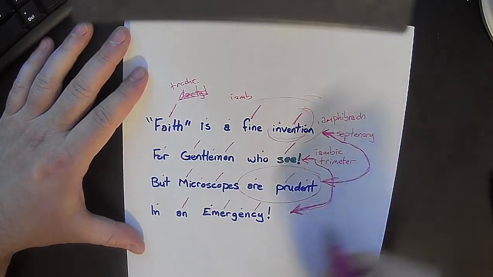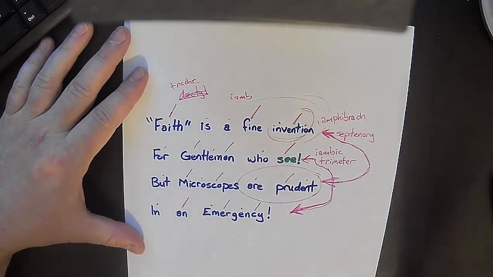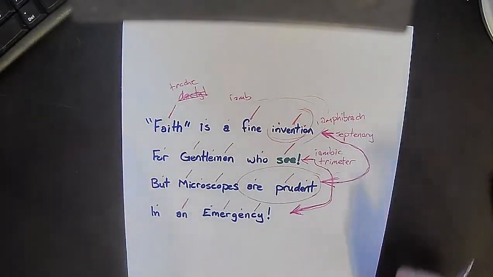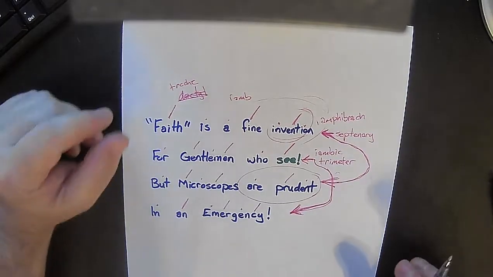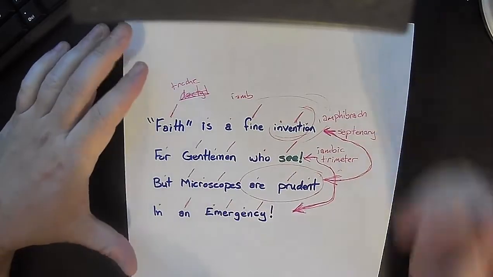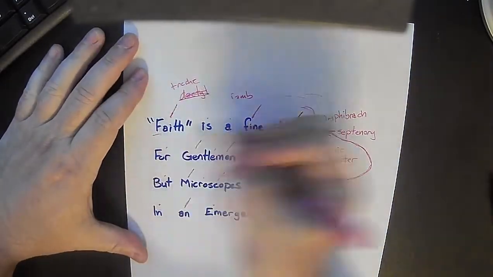That is the trimeter. I skipped it, but "microscopes are prudent" is the one with the dactyl. That's the septenary. In an emergency. Okay. Not too much more to say here. There's just 4 lines, so just 1 quatrain. That's what she's made for us here. She's got a little bit of repetition, some consonants.